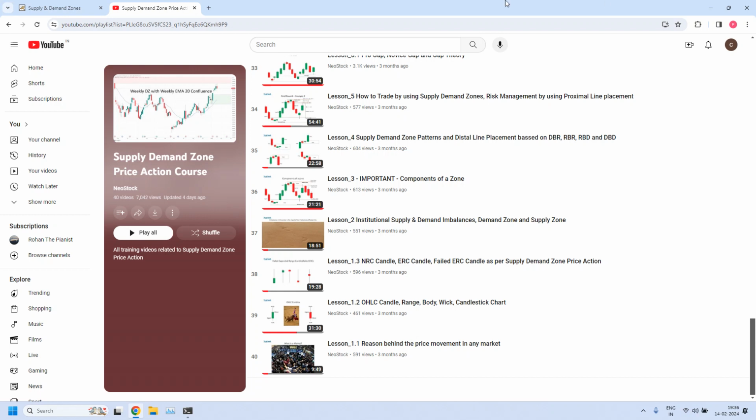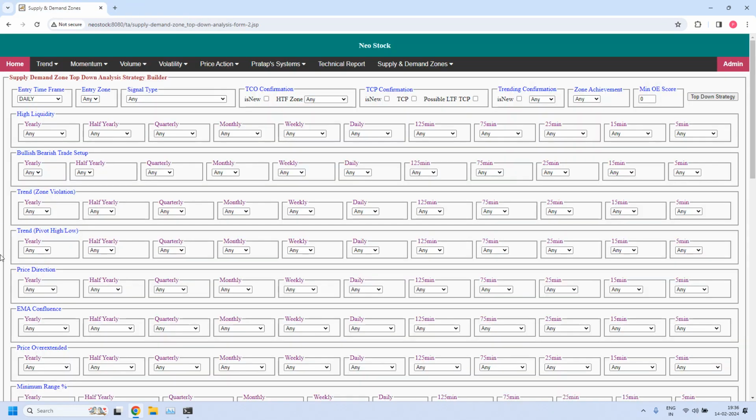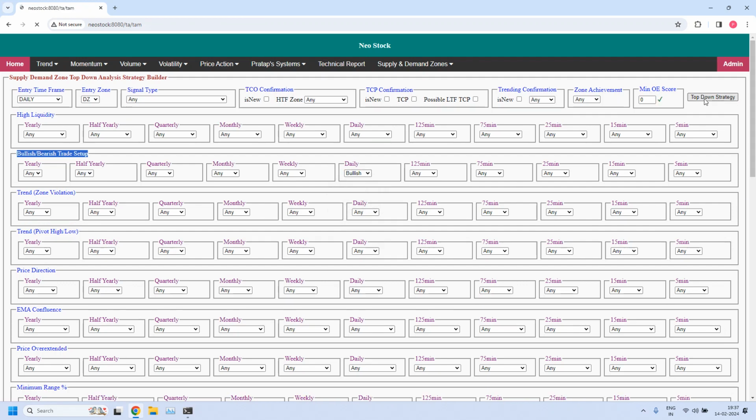Now let us get into report generation for bullish and bearish trade setups. First, let's start with the monthly income trade. In monthly income trade, the LTF time frame is daily, so we are selecting the entry time frame as daily. For the bullish trade setup for monthly income trade, let us select the entry zone as demand zone. And in the parameter bullish or bearish trade setup, for the daily time frame, let us select the option bullish. Now click on this button, you will get the complete report.